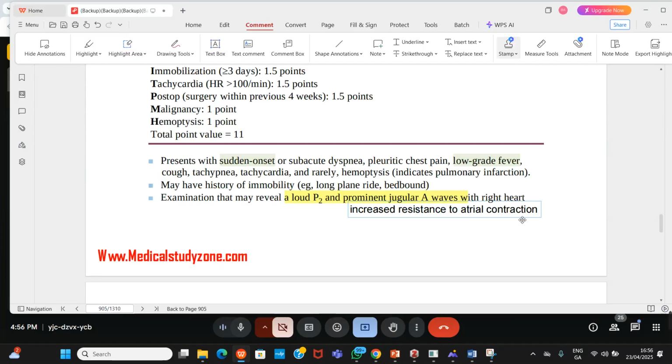Very, very important. They can be generous enough to tell us that the person had a history of immobility. It could be that the person was immobile for 3 days, or the person had a surgery within 4 weeks. Think about a PE.